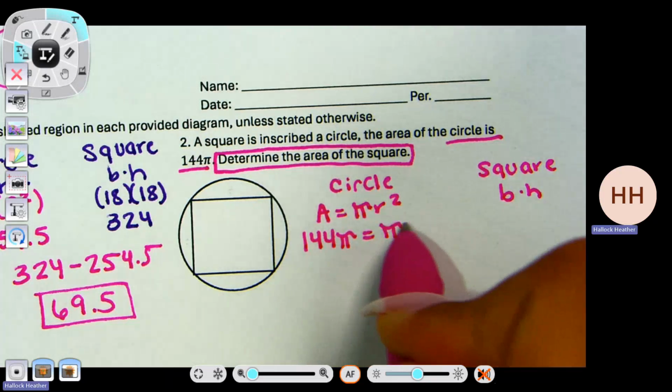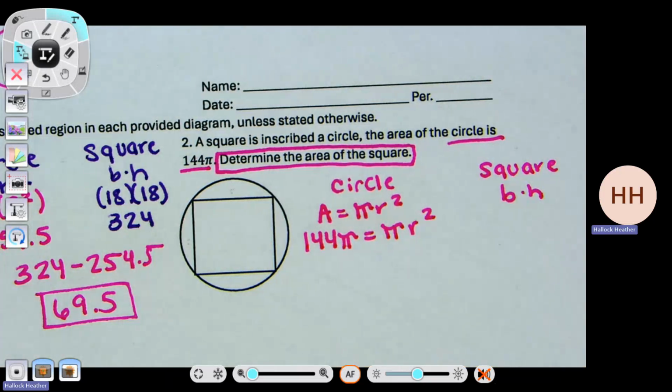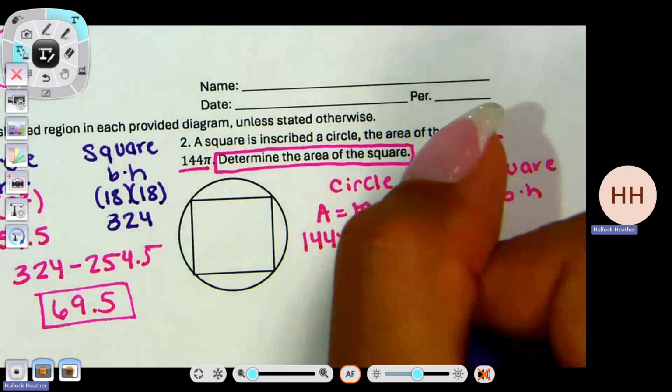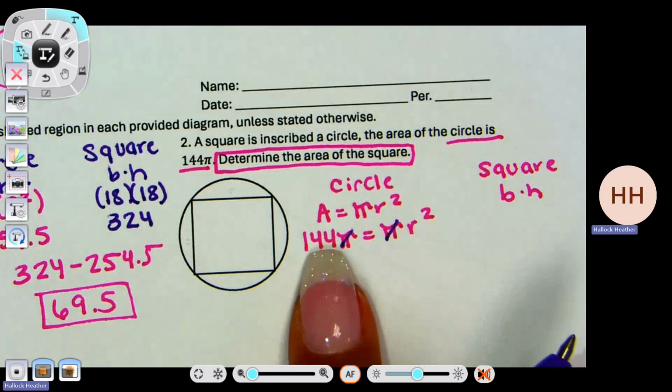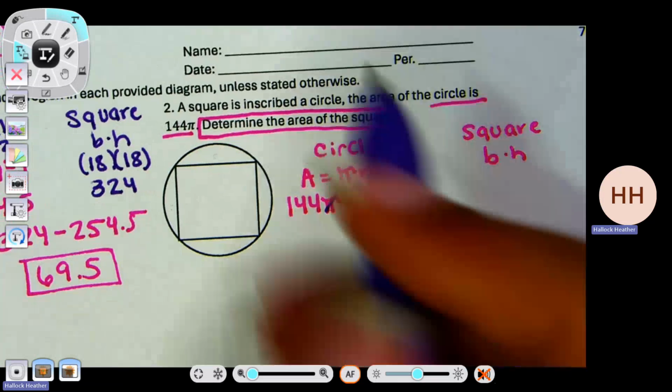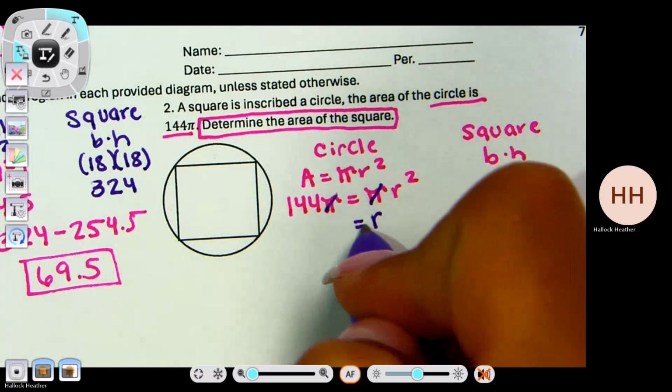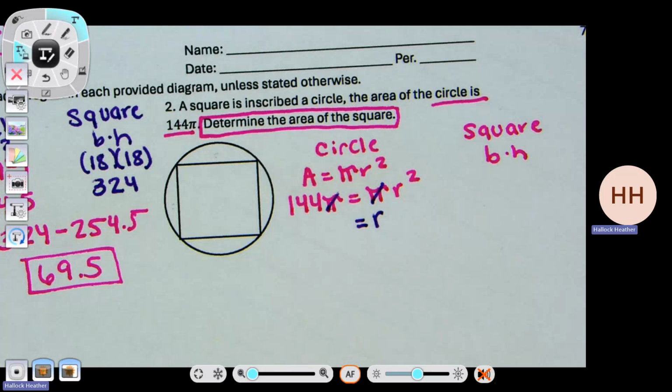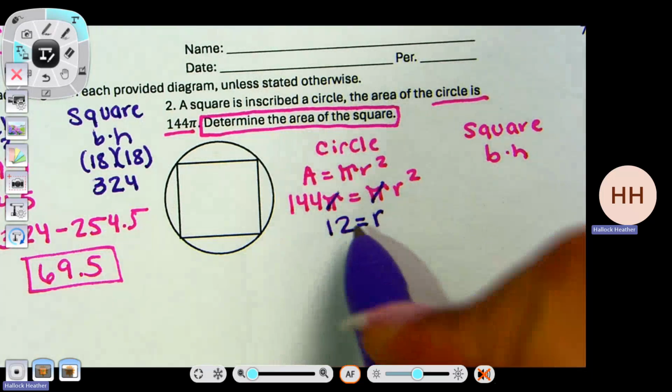I'm going to solve for the radius. So what's on both sides that I can cross out? Pi. And then if I have 144, 144 is r squared. How much is the radius technically? 12, because I take the square root. So my radius is 12.